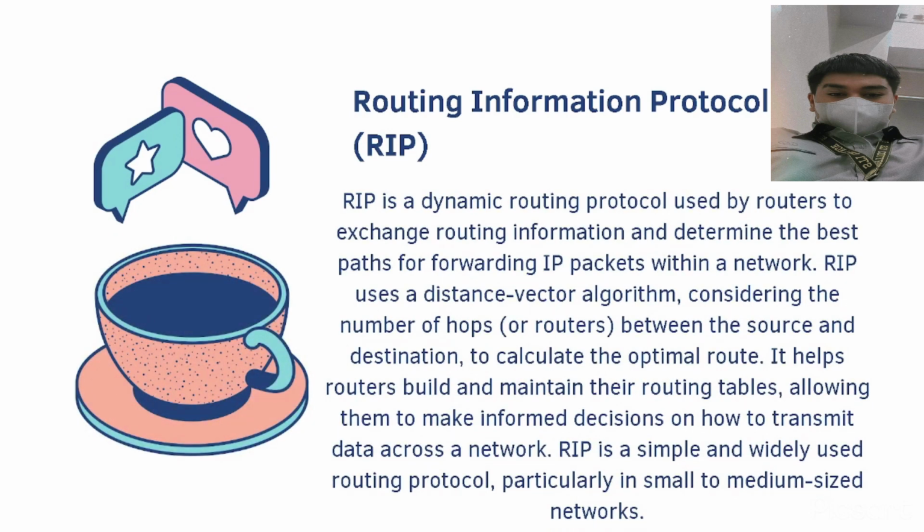Routing Information Protocol (RIP) is a dynamic routing protocol used by routers to exchange routing information and determine the best paths for forwarding IP packets within a network. RIP uses a distance vector algorithm, considering the number of hops between the source and the destination to calculate the optimal route. It helps routers build and maintain their routing tables, allowing them to make informed decisions on how to transmit data across a network. RIP is a simple and widely used routing protocol, particularly in small to medium-sized networks.